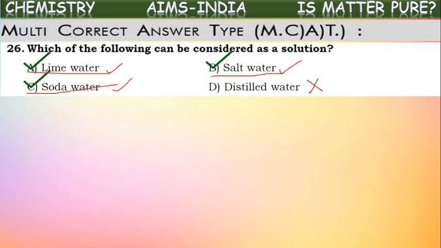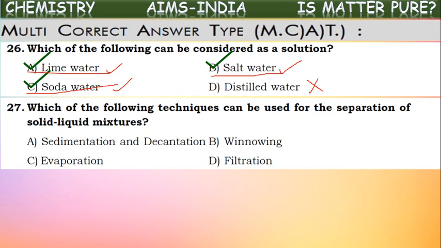Okay. Let us see the next question. Which of the following techniques can be used for separation of solid liquid mixtures? So the separation techniques which are used to separate solid liquid mixtures. See first one, sedimentation and decantation. Where is it used? Separation of insoluble solid substances from the liquid. So it is used for separation of solid liquid mixtures. So it comes under one of the techniques.